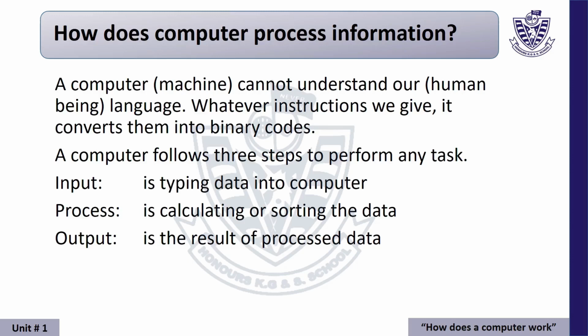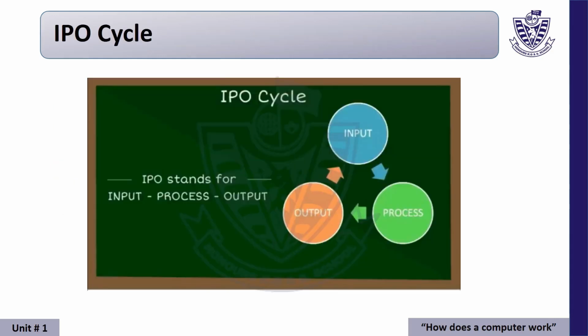A computer follows 3 steps to perform any task. Input is typing data into the computer. Process is calculating or sorting the data. Output is the result of processed data. IPO cycle. IPO cycle stands for input, process, output cycle. Students, you can see a cycle here. The first step is input, second is process and the third one is output.